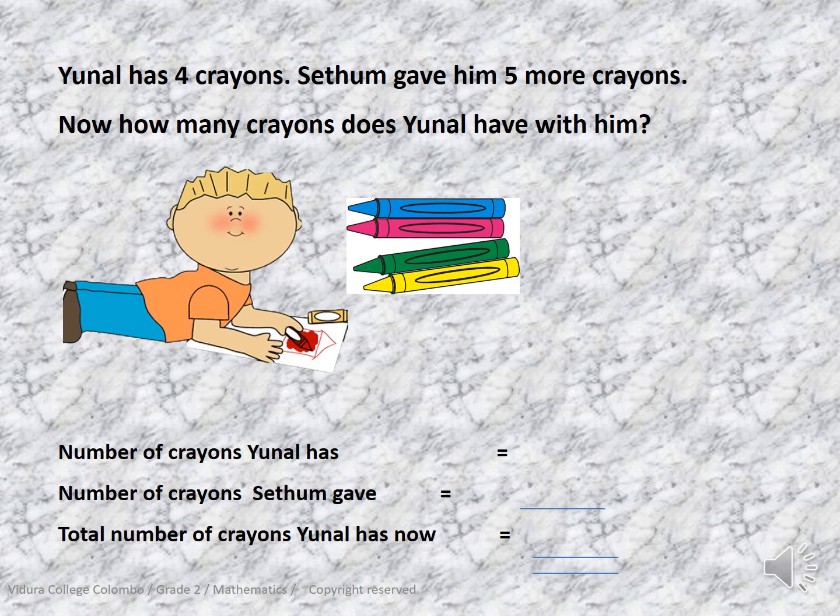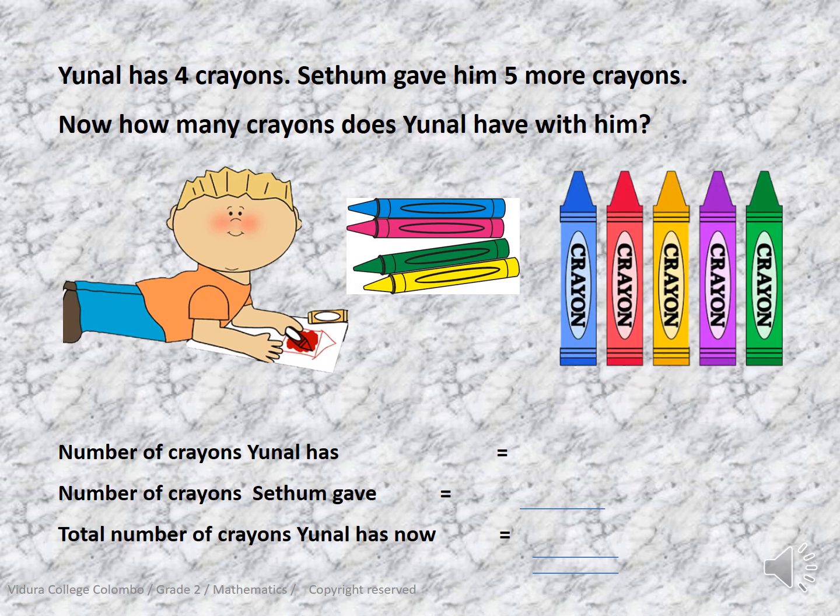Now, there is another activity. Shall we do it? You can do this with me. Yunal has 4 crayons. You can see on the floor he has 4. Setum gave him 5 more crayons. Look, Setum gave him 5 more. Now how many crayons does Yunal have with him? Yes, I know you gave the answer, but let's put that in statements.